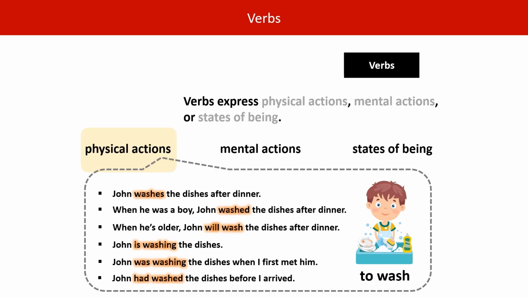Okay, all the text highlighted in orange are verbs from the verb to wash, but they're all different. We have 6 different versions, but actually there could be 12 different versions, and we're going to talk about that next.